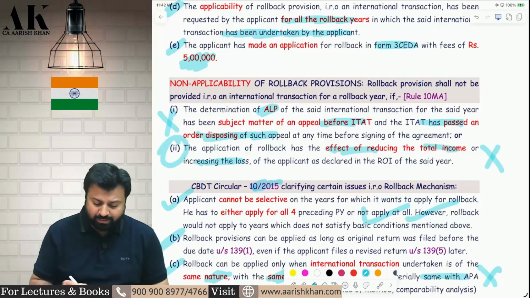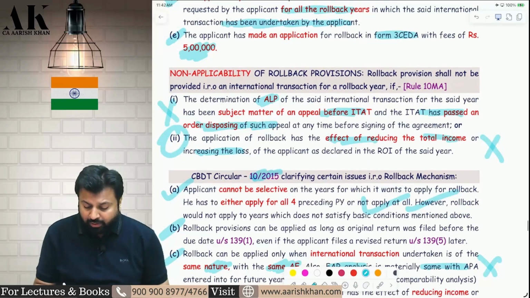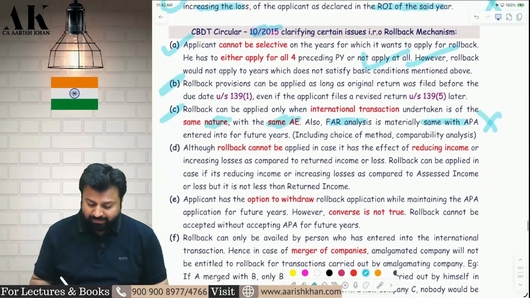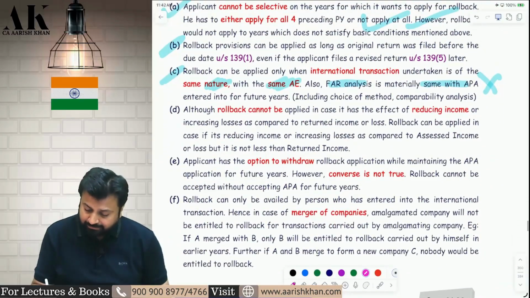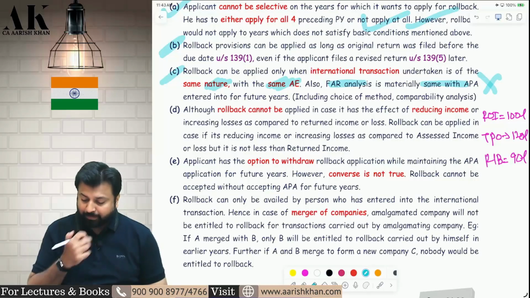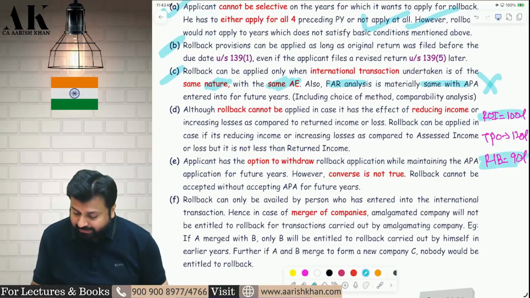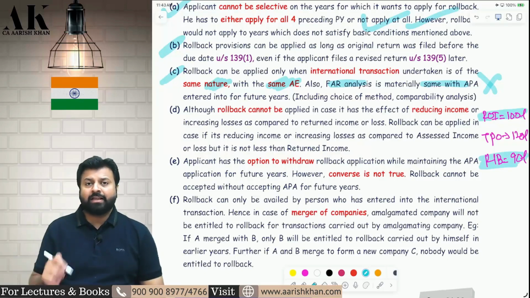But in this case also, there is one issue. Your income should not reduce as compared to your ROI. What do you mean by this? It means, suppose in the ROI I have shown 100 lakhs as income. Now the TPO has increased the income to 120 lakhs. Now because of the rollback agreement, it is becoming 90 lakhs. So it is not possible. Rollback is not possible because the rollback income is lesser than your ROI income.